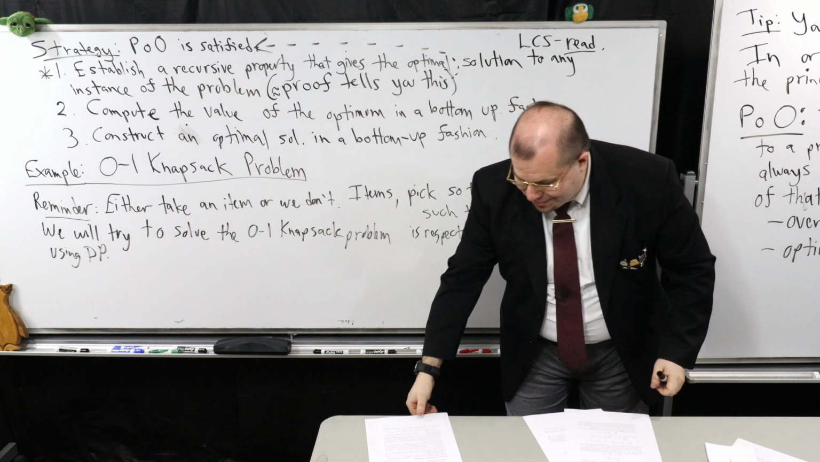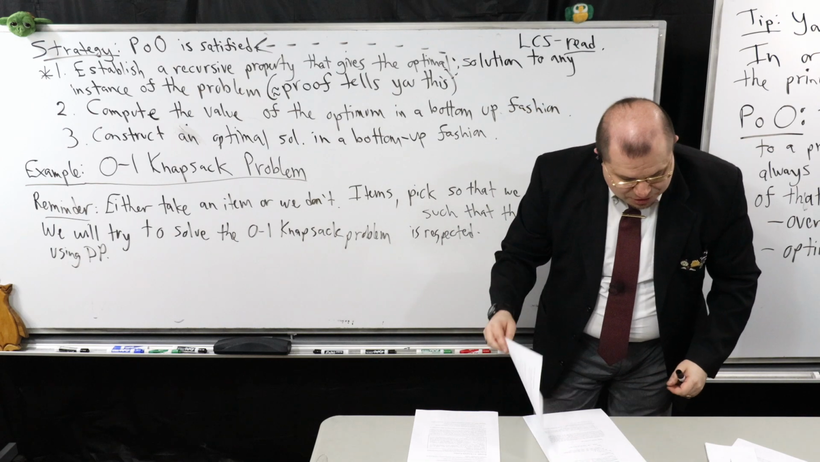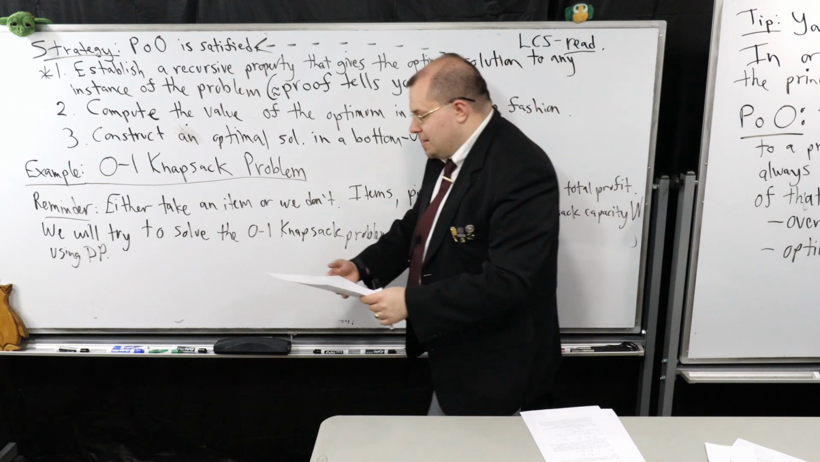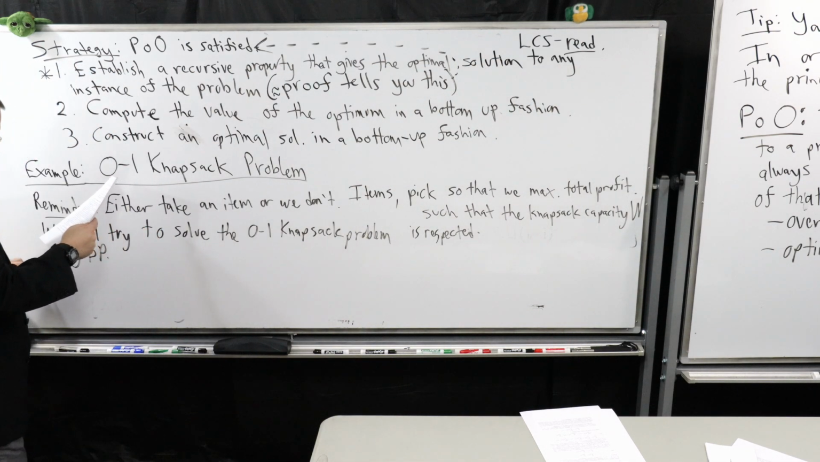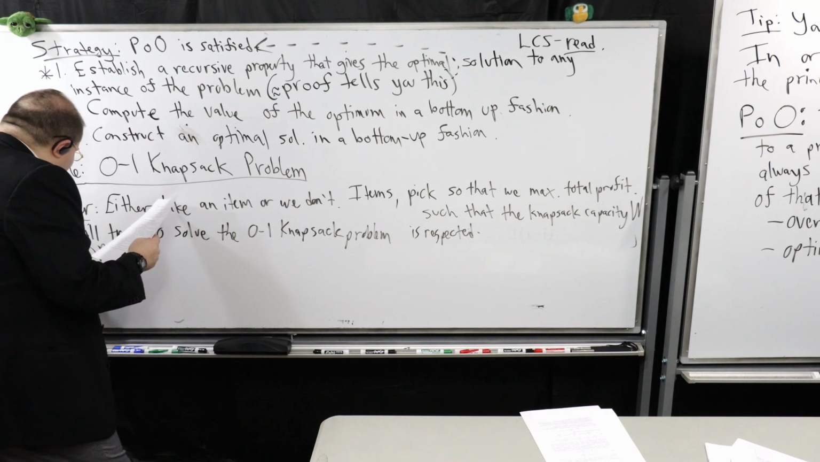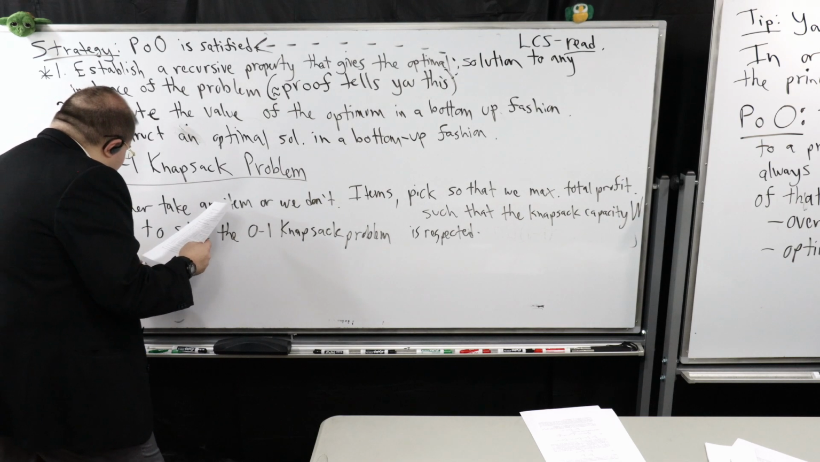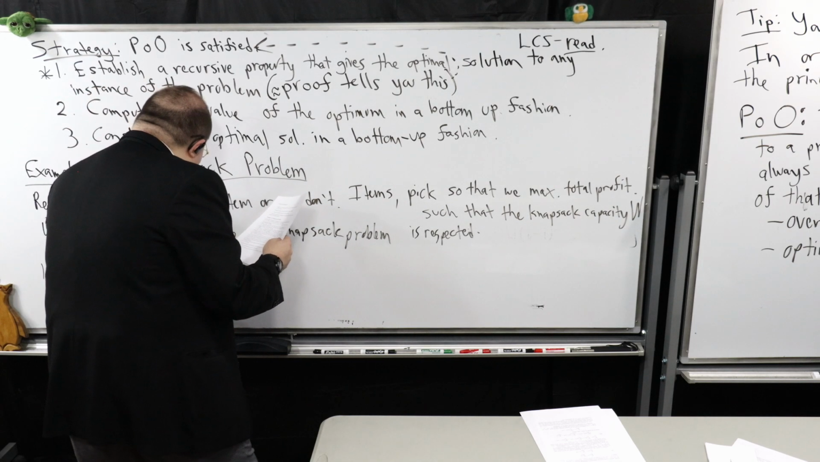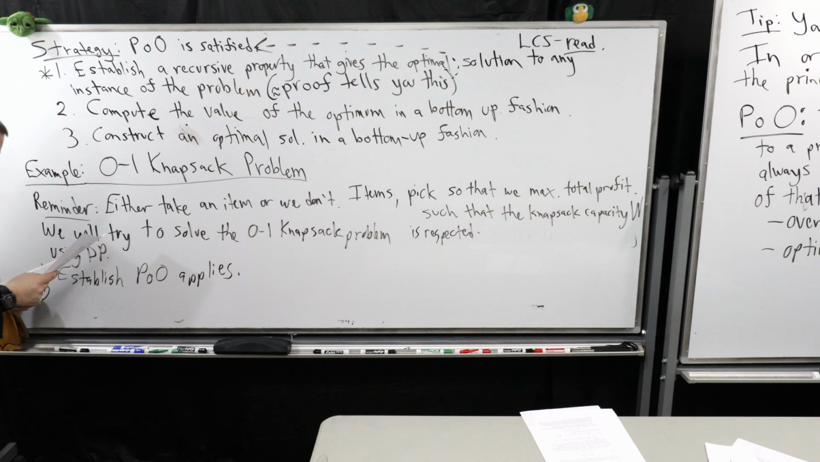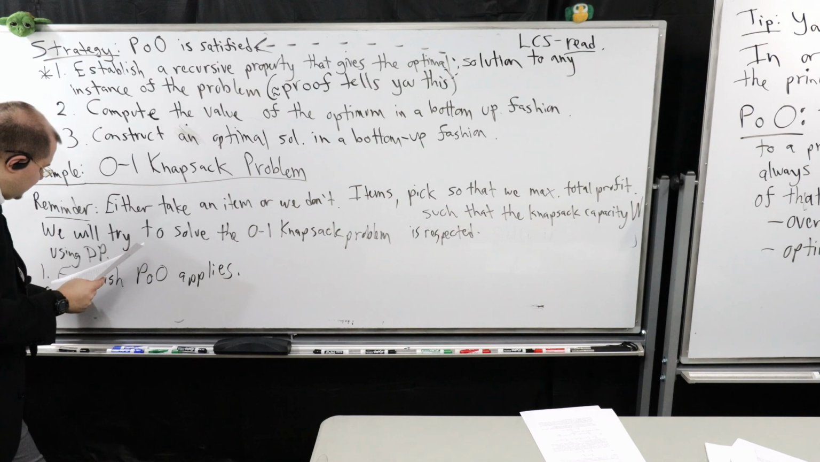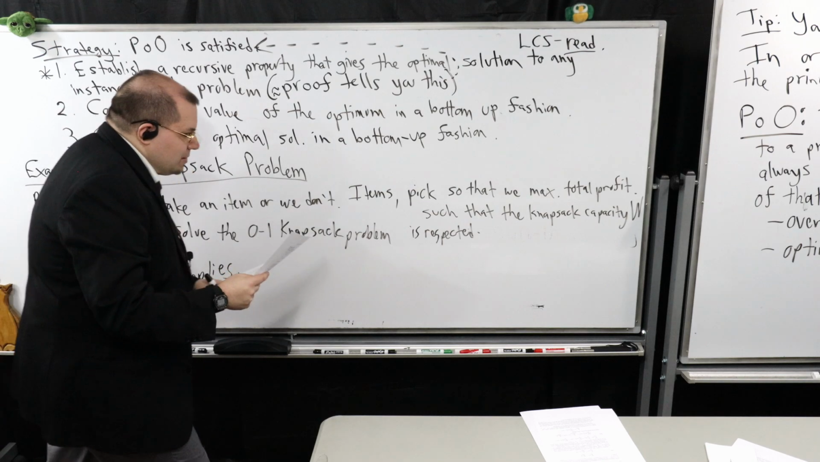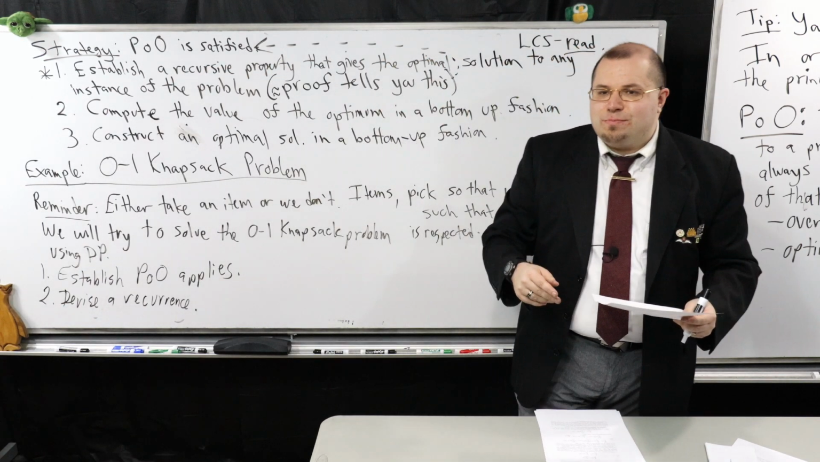Let's see if we can knock this out. So, we're going to be trying to prove that the principle of optimality applies. That's the first thing we're going to do: establish that POO applies. And then naturally we need to devise a recurrence, because once we have those two ingredients, everything falls nicely in place.